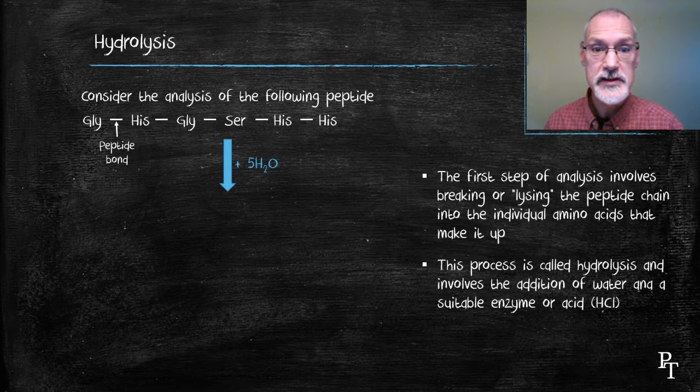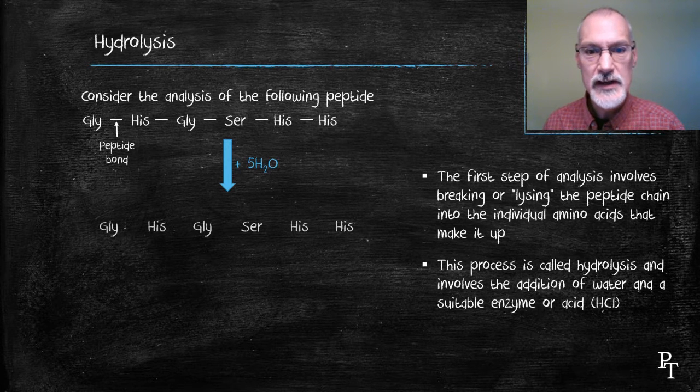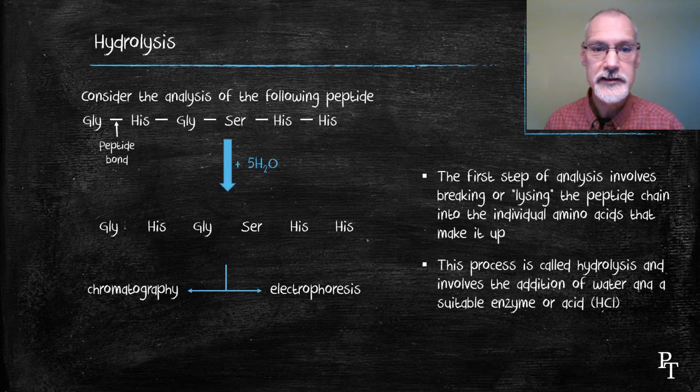I need to carefully choose either an enzyme to make that happen or conduct the experiment in an acidic condition. Once I've done that and broken the peptide bonds, I now have my individual amino acids. I can take those acids now and take them to either one of two tests, chromatography or electrophoresis. Let's begin by taking a look at how chromatography works.